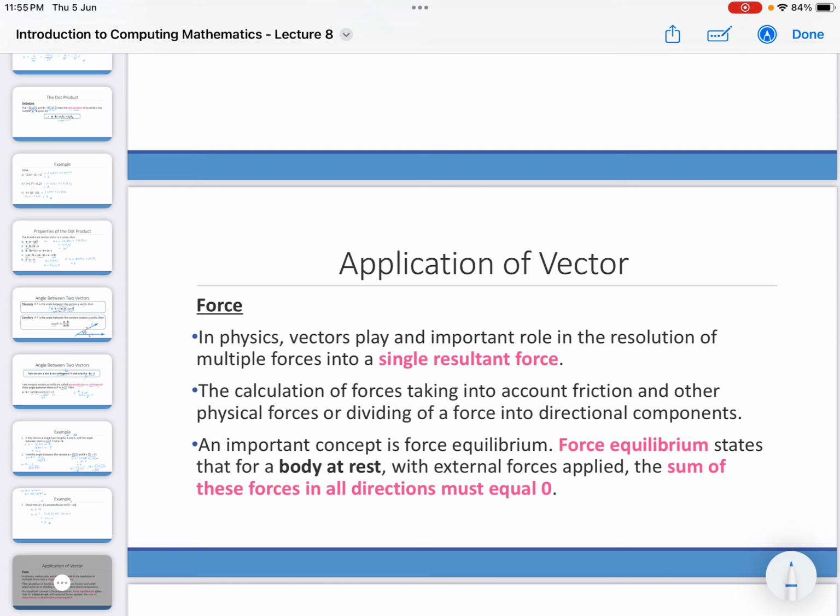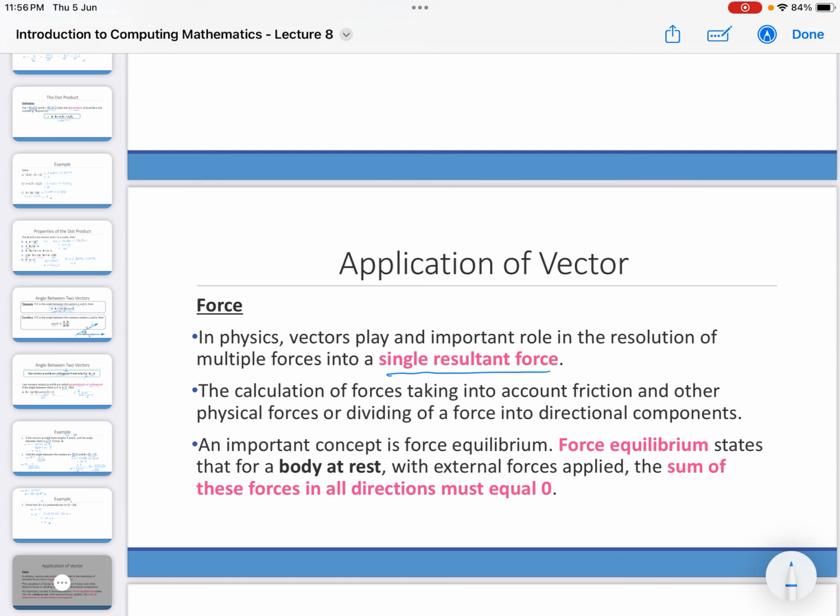Okay, next we will look at applications of vectors. One application of vectors is in force. In physics, vectors play an important role in the resolution of multiple forces into a single resultant force. So we have multiple forces coming from many directions, and when we add all these forces together, we get a single resultant force. So the calculation of force takes into account friction and other physical forces such as gravity or tension, or the dividing of a force into directional components.